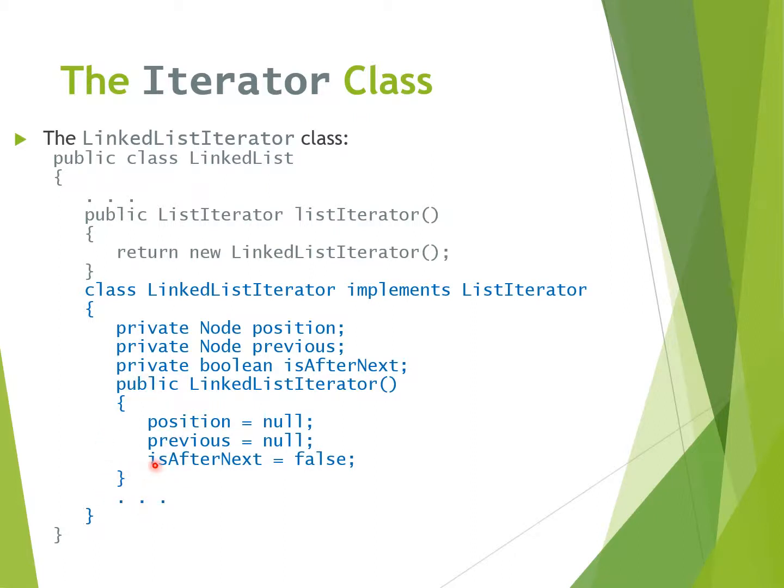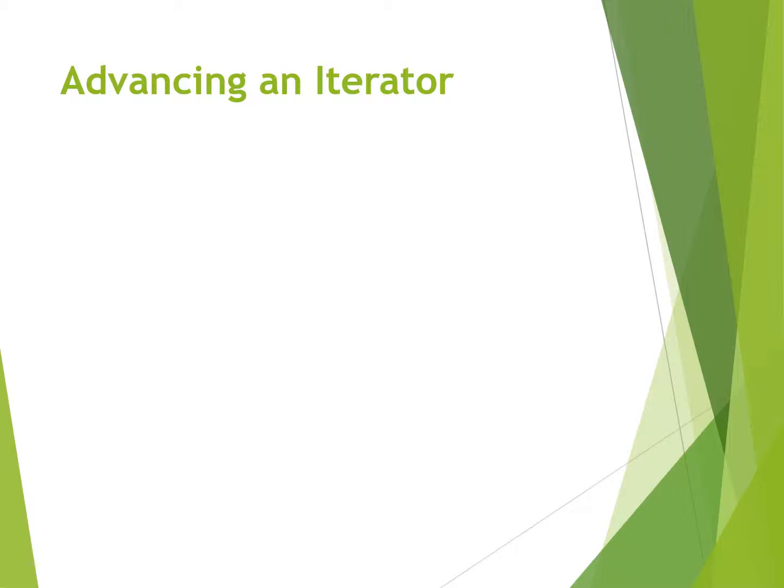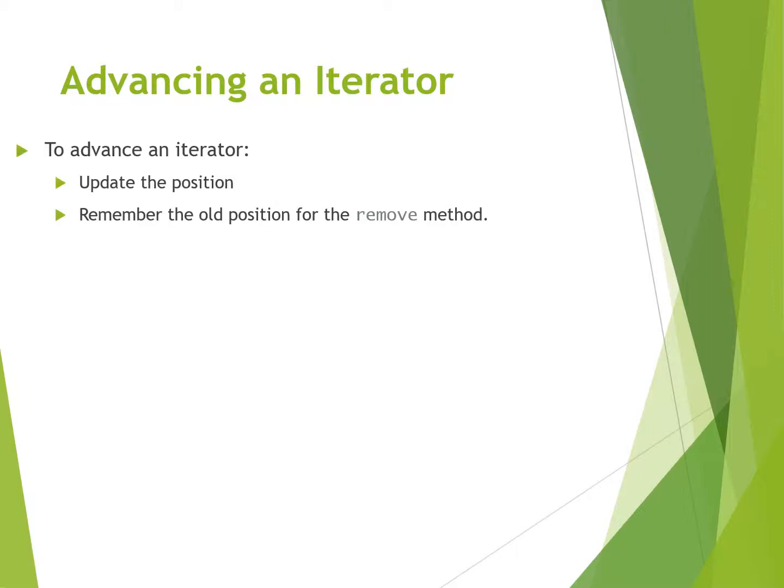It should have a constructor. So let's see what's inside that constructor. In this constructor, we initialize previous and position to null, and we initialize the isAfterNext flag to false. In order to advance an iterator or call the next method, what should we do? First of all, we need to update the position, which was a reference to the current node. And secondly, we need to remember the old position for the remove method.